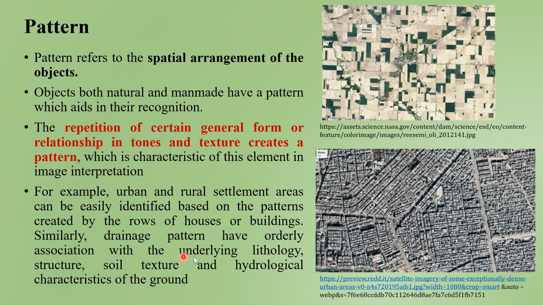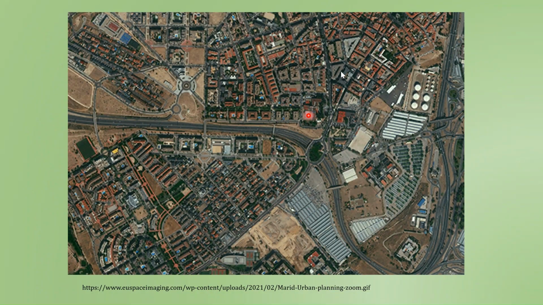Likewise, the drainage pattern is mainly unique for a particular area because of the underlying lithology structure or the soil texture or the hydrological characteristics of the ground. Here we can see two distinct patterns. At this particular part, we can see the houses or the buildings arranged in a particular manner with the interconnected roads. While here we are having some objects which are spatially aligned in a particular manner.